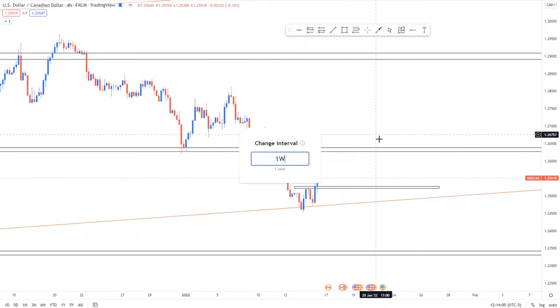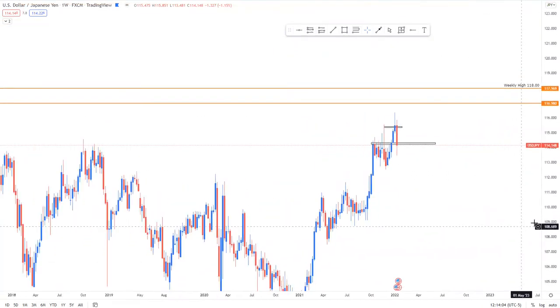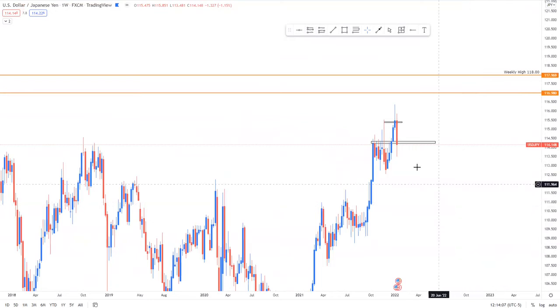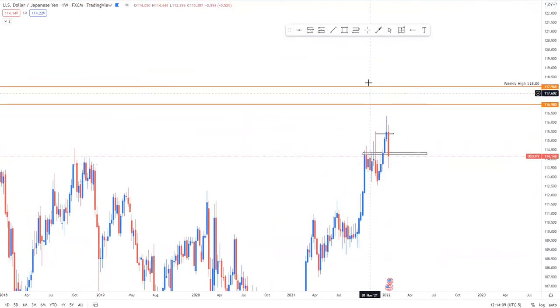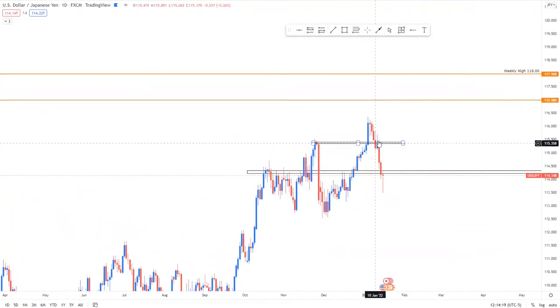Let's get back to the weekly time frame, and the next pair we have is US dollar Japanese yen. Last week I told you I'm waiting for the US dollar Japanese yen to consolidate or come down a little bit and then kick up, but the areas I was watching were wrong. The first two areas didn't respect it. First one was here, the second one was here. They didn't respect it, and price came below all the way to this area, which is 114.